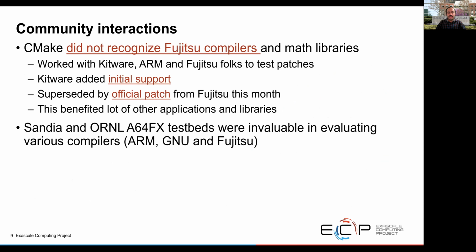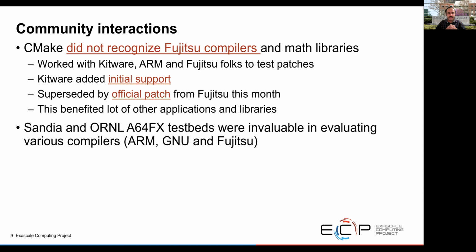During our initial pathfinding work, we ran into a few issues, and we are thankful for the community, where we were able to solve these problems. CMake was one of those issues. It's a simple one where you are doing a build configuration, but Fujitsu compilers and math libraries are not recognized. We have worked with Kitware, ARM, and Fujitsu folks to add support here. Kitware, and then finally an official patch from Fujitsu, is in there now. This enables a lot of applications, all CMake-based applications.